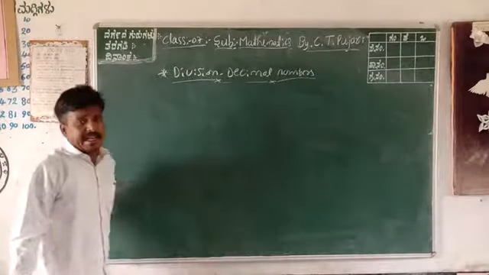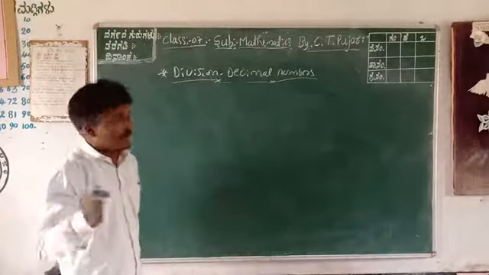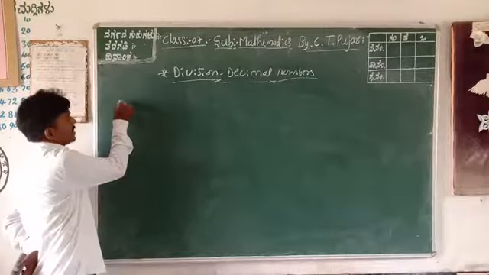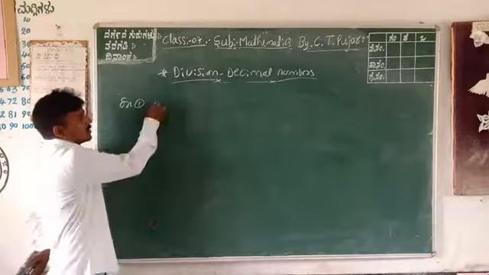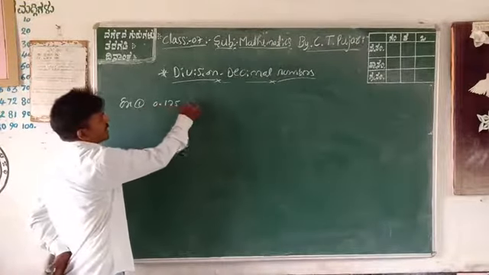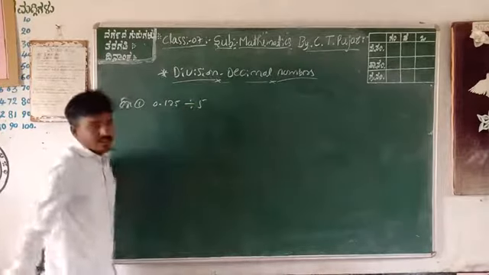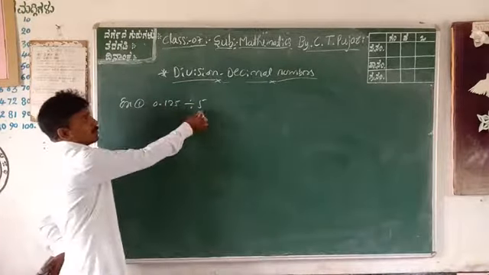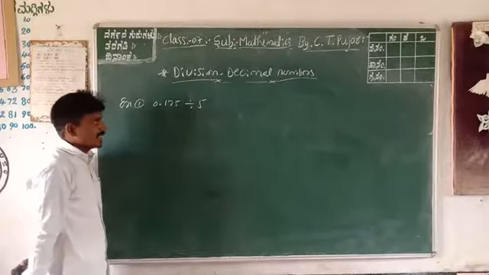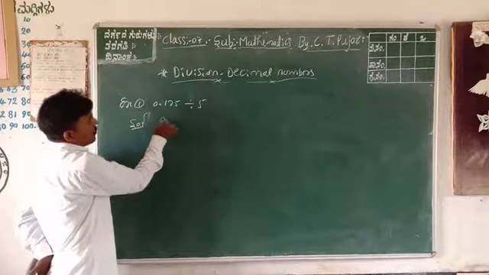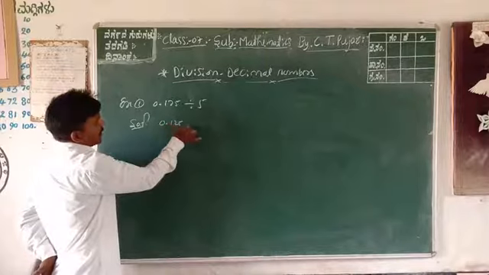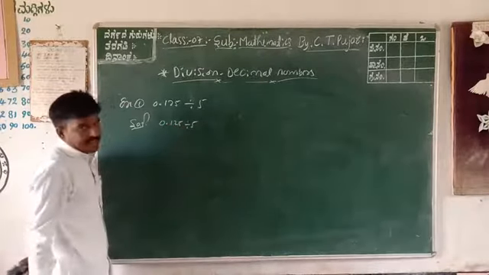You can consider any decimal number and divide it like this. Example number 1. Divide 0.125 by 5. This is a decimal number, and this one is a whole number. The solution is very easy. The given problem is 0.125 divided by 5.